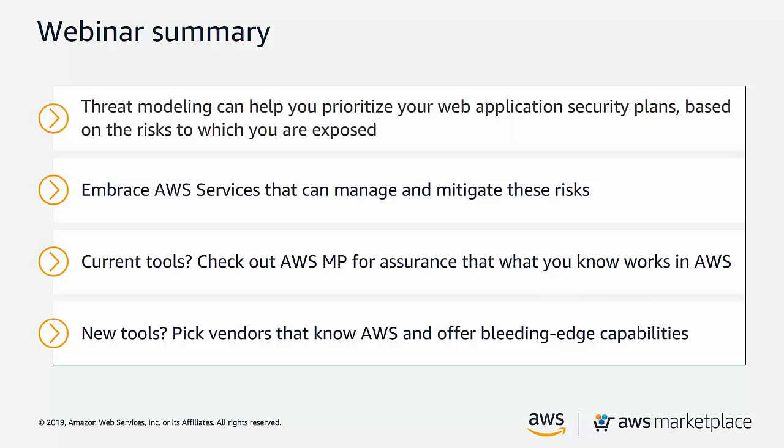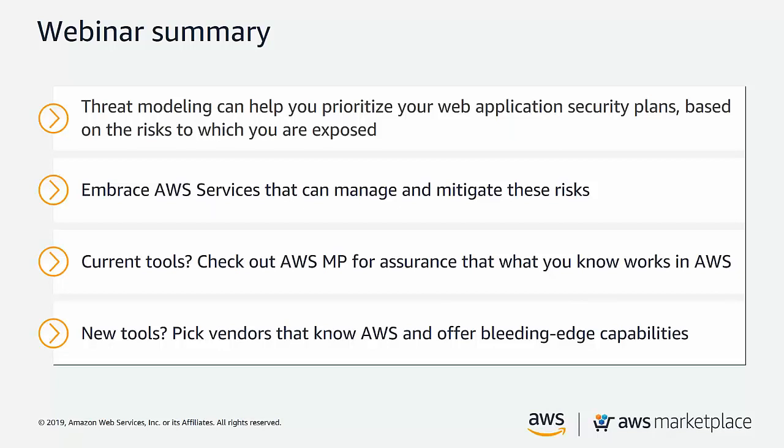Do take a look at the AWS services. One of the things we didn't mention is we have a fairly new service called Security Hub, which can actually take a lot of the data from things like AWS WAF, but also some of the partner products in Marketplace, and give you a single pane of glass across many different aspects of your security on AWS.